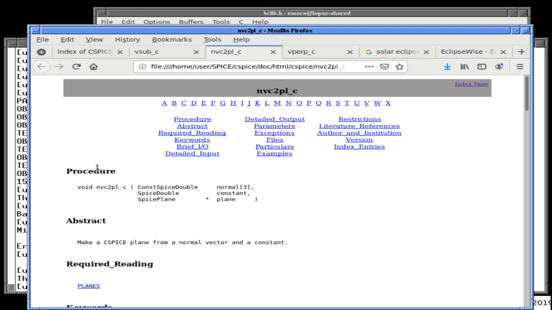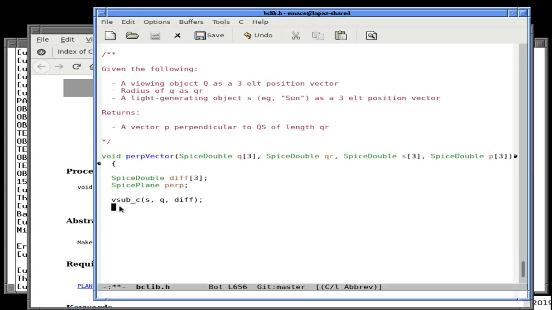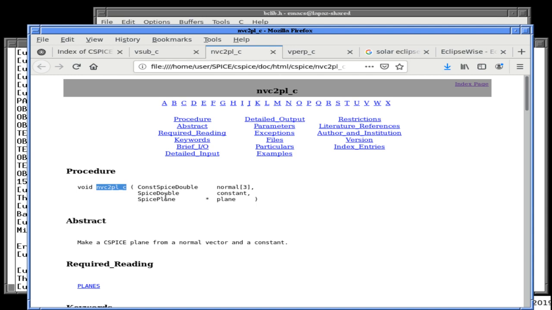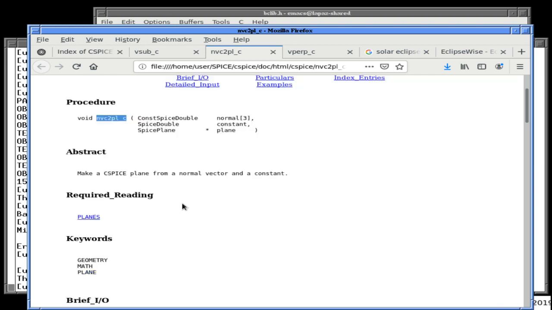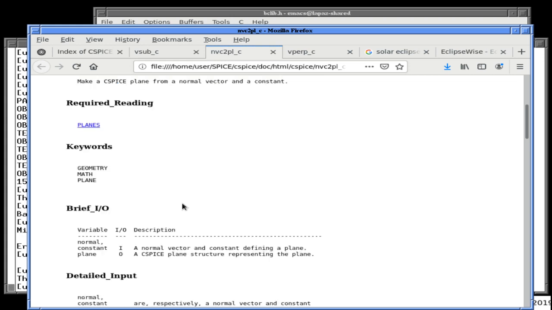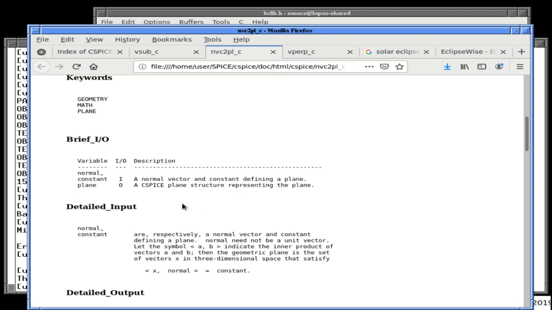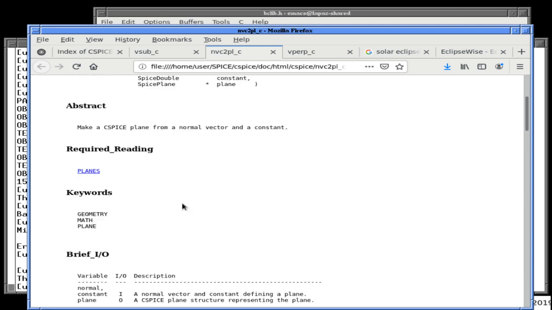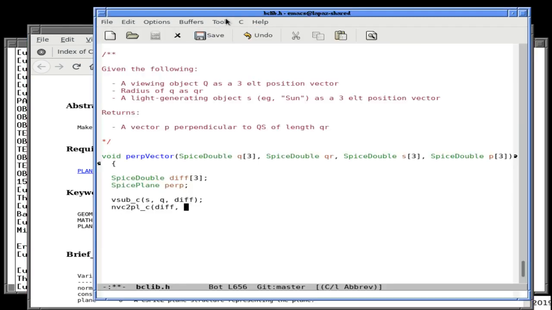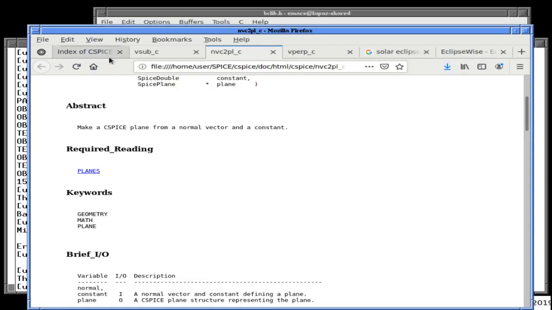Oh, and what is this function? The normal vector is the diff. That's the vector that's perpendicular. And the spice constant. Wait, what? Why is that a... Okay. Oh, is the constant going to be a normal vector and a constant defining a plane? So the normal vector we have... Okay, so this is not the one we want. We want the one that takes a vector and a point and generates a plane, and then from that plane we'll look at the spanning vectors, and either one will be the one we need.